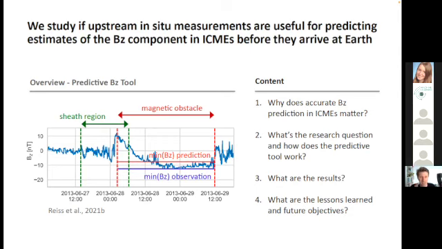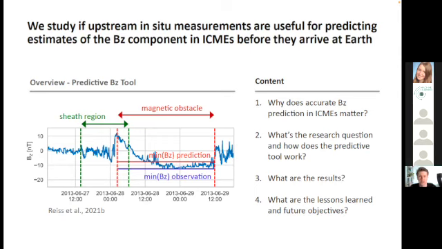And what is illustrated here on the left side of the slide is the main concept that we applied. So we used physical properties from the sheath region of the ICME as an input to machine learning in order to predict the minimum value of the Bz component in the magnetic obstacle, shown here as a blue line. And after this short introduction, I hope that I was able to really explain how this tool works and also how it performs when we apply it to real-world data.